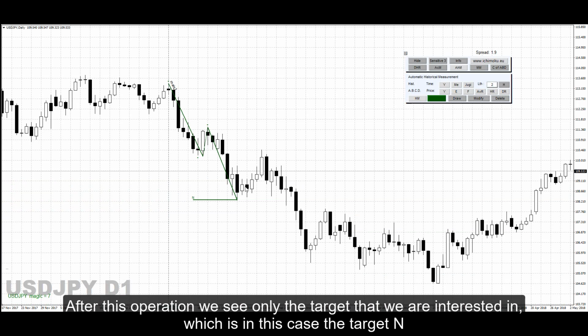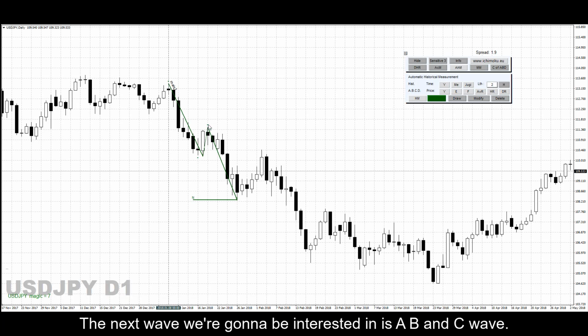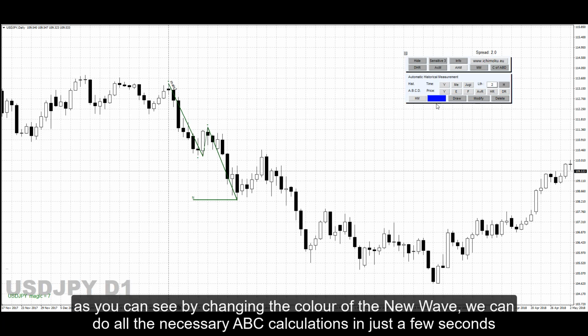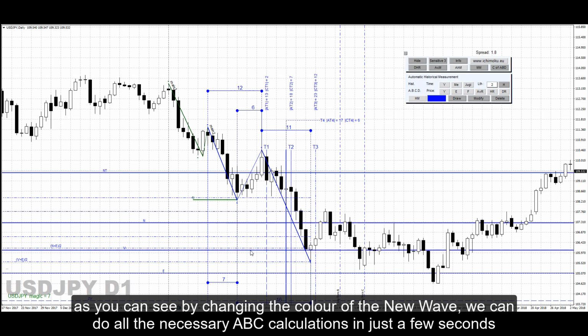After this operation, we see only the target that we are interested in, which is in this case the target N. The next wave we're going to be interested in is the A, B, and C wave. As you can see, by changing the color of the new wave, we can do all the necessary A, B, C calculations in just a few seconds.